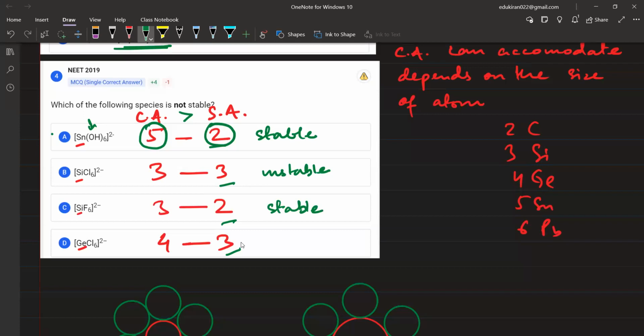ठीक है, D वाले केस में कौन बड़ा है? Central atom. Again this will be stable. Which is the only option that is not correct? B. Got it? Yes, sir.